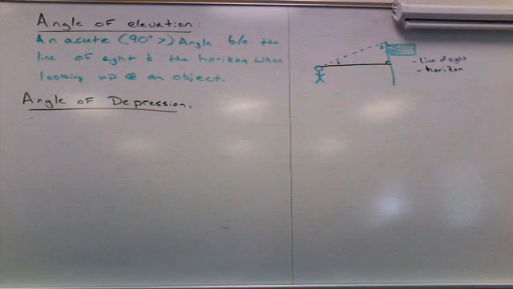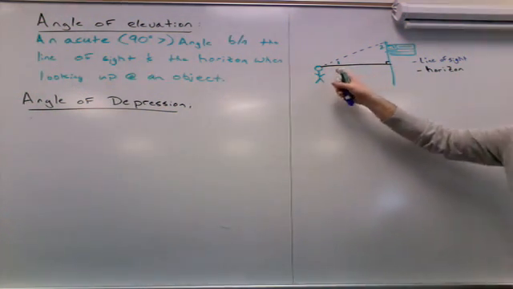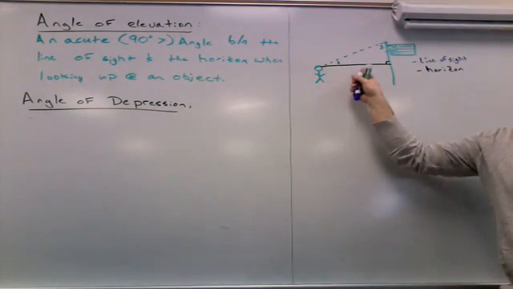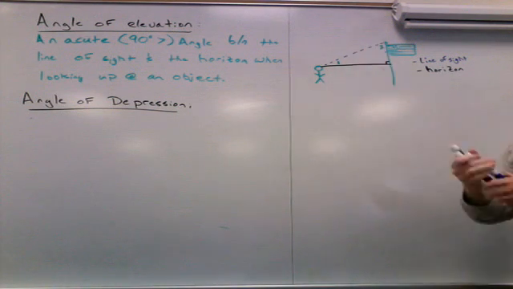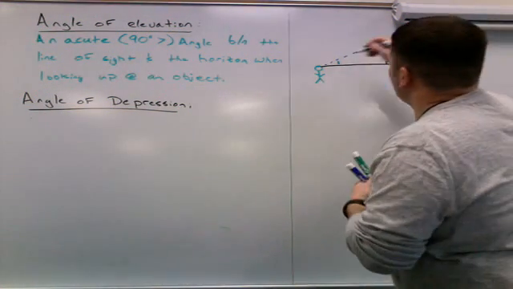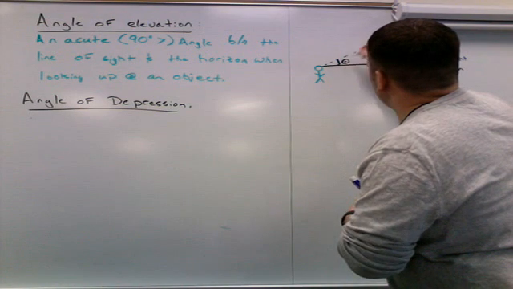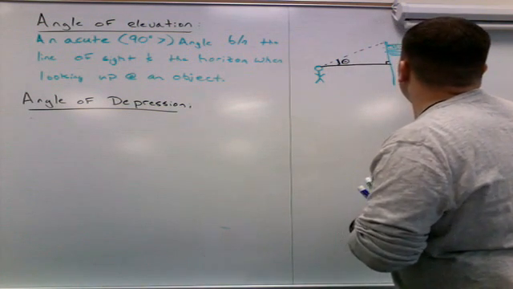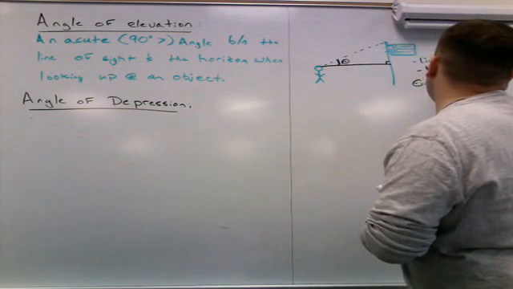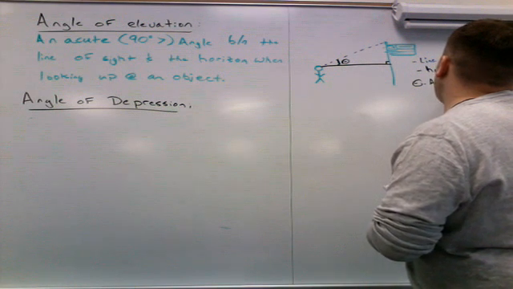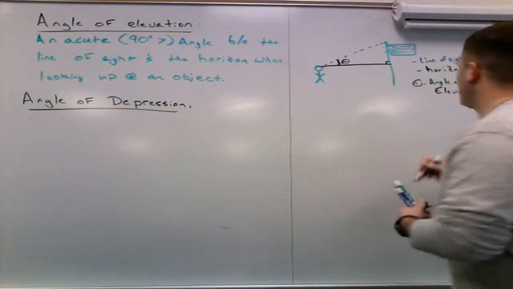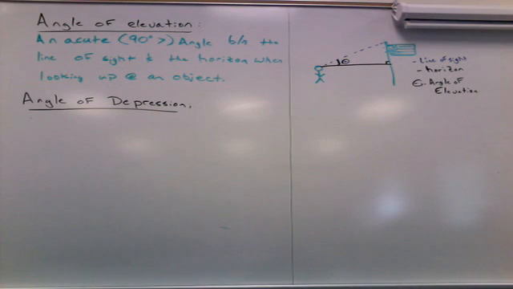So, raise your hand if you think you know. Which one? What do you think it is, John? 1. Angle 1. Good. It is angle 1. Angle 1 is made between the horizon, the horizontal line, and the line of sight. So this angle right here, that angle right there, is our angle of elevation. That angle is our angle of elevation. Does that make sense? Yeah.